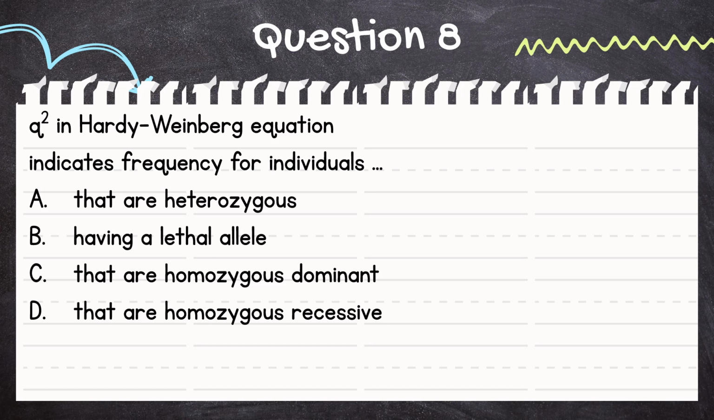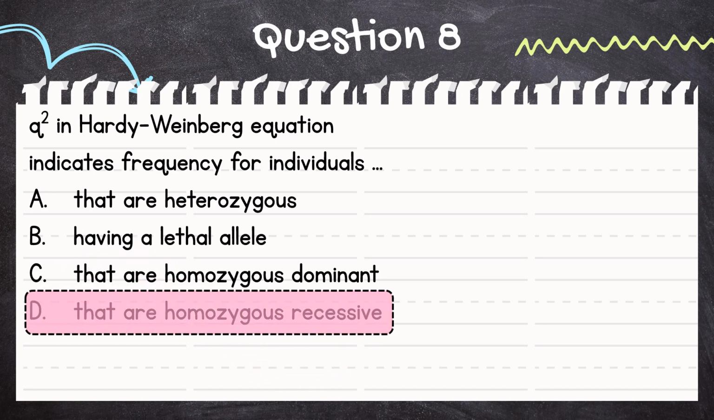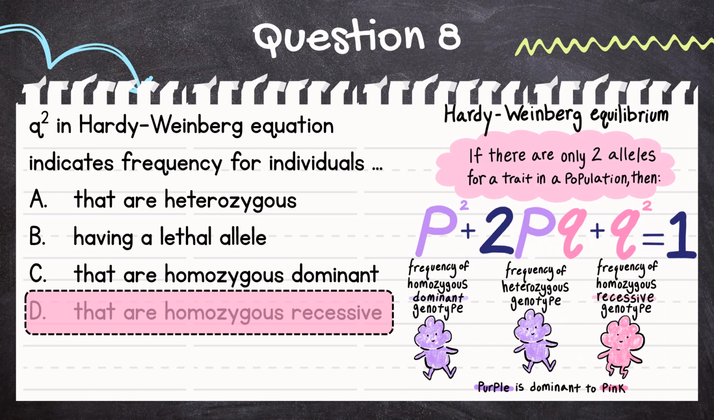Question 8. Q square in the Hardy-Weinberg equation indicates the frequency of individuals that are homozygous recessive, the answer is D. This is based on the equation P square plus 2PQ plus Q square equals 1. P square refers to the frequency of homozygous dominant genotype, while 2PQ refers to the frequency of heterozygous genotype. Both P square plus 2PQ will show the dominant phenotype. The only recessive phenotype is Q square, which refers to the frequency of homozygous recessive genotype.